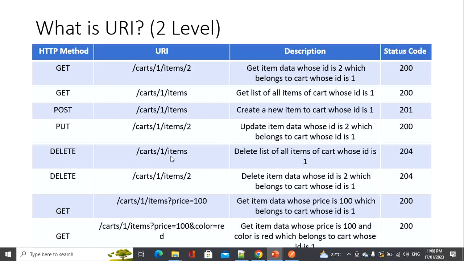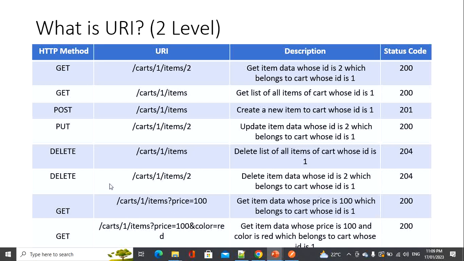Similarly, delete. I want to delete all the items of a cart whose ID is 1. Simply we need to frame the endpoint or URI something like this: slash carts slash 1 slash items. Just observe one more point. I'm mentioning carts and items. This is a standard REST principle: we need to consider resources in plural nouns, not a singular noun. So that's why carts, items, or something like that.